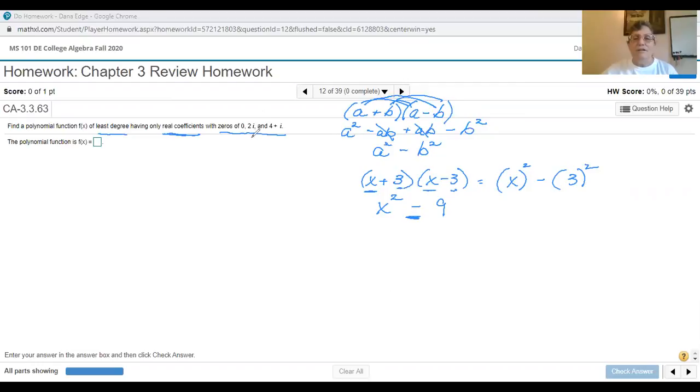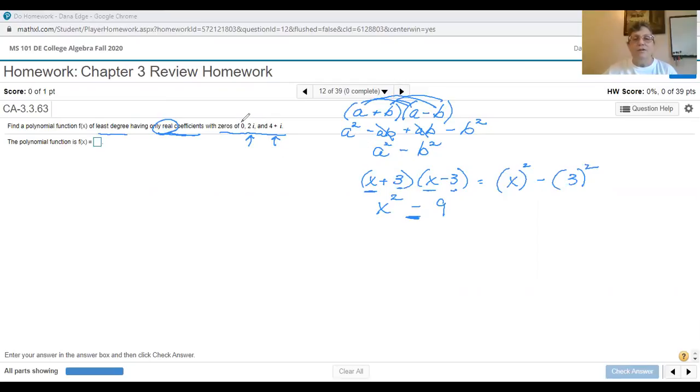If two of the zeros, 2 in this case, have imaginary parts and the coefficients are only going to have real numbers, then there has to be something to cause the imaginary parts to get canceled out, and this is the only way that can happen.